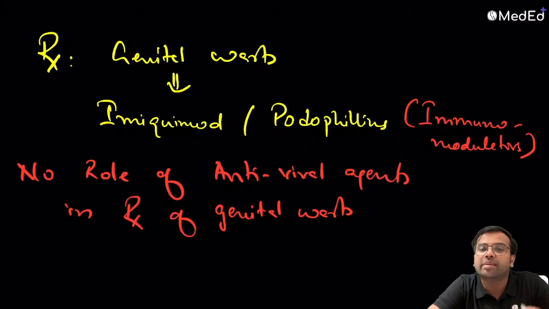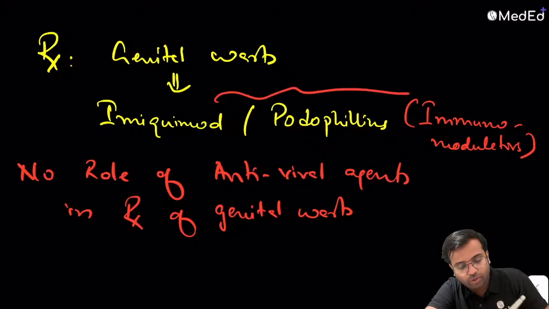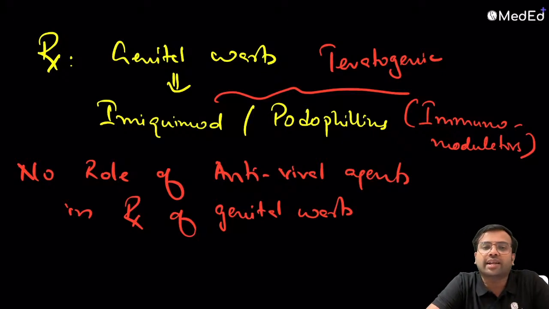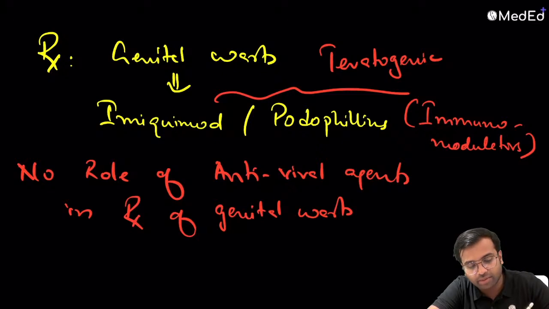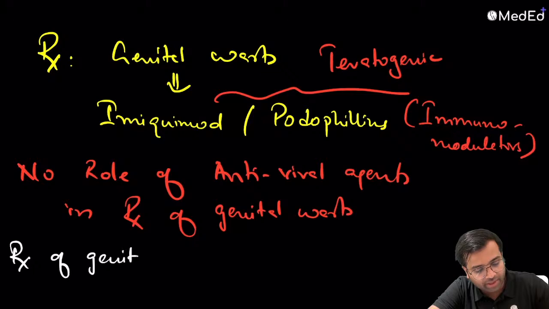But the question here is, imiquimod and podophyllins both are going to be teratogenic. So the problem here with imiquimod and podophyllins is that they are teratogenic. Now imagine a clinical scenario where you have a patient who has conceived and is now pregnant. Will you go for a management of condyloma acuminata in this patient? If yes, then why? Of course, we have to go for a management. The reason is the mother can transmit this infection to the baby, right? So to avoid this, what is the treatment of genital warts in pregnancy?